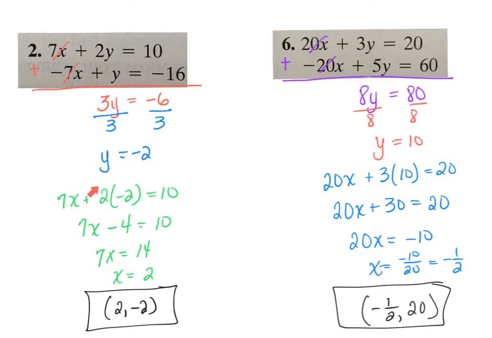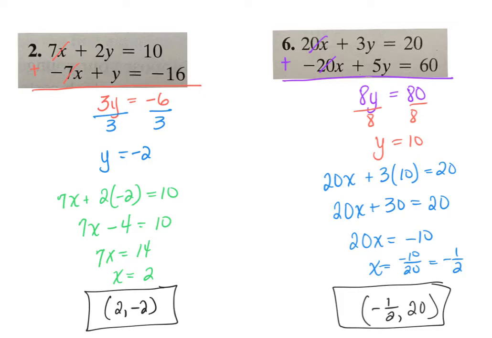You're going to take that and plug it into one of your equations. I just chose the top one, so 7x plus 2 times negative 2 equals 10. 7x minus 4 is 10. Add your 4, so 7x is 14. Divide by 7, x is 2. So your x is 2, your y is negative 2.